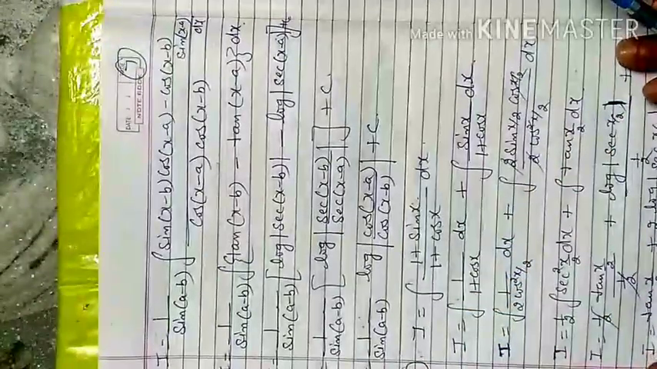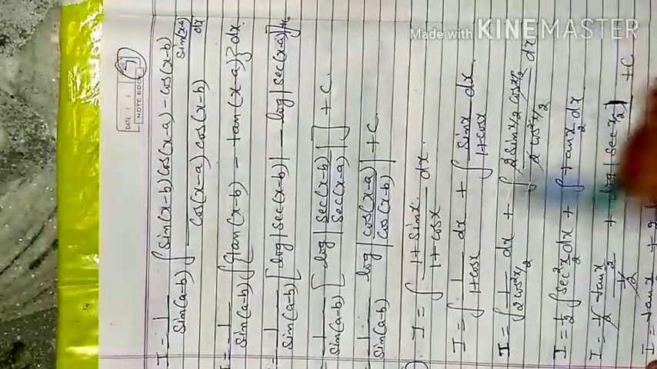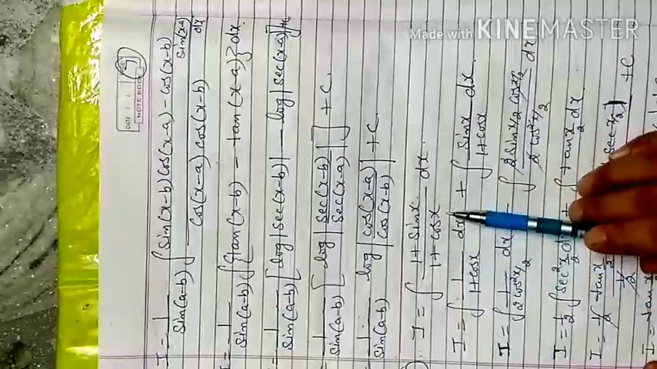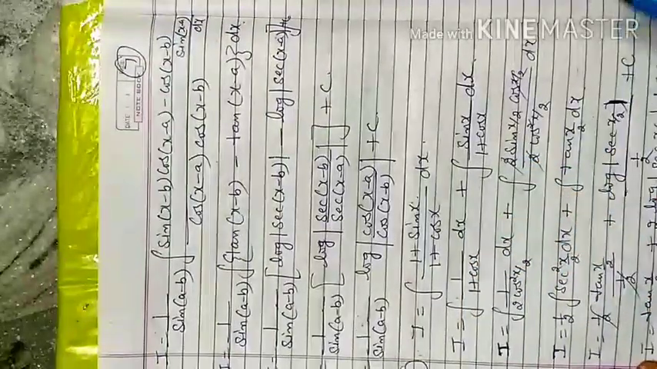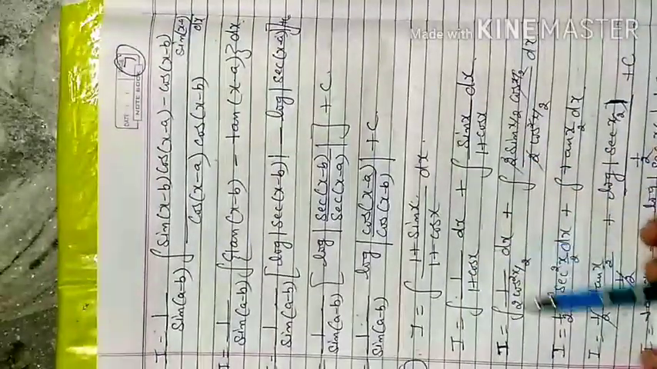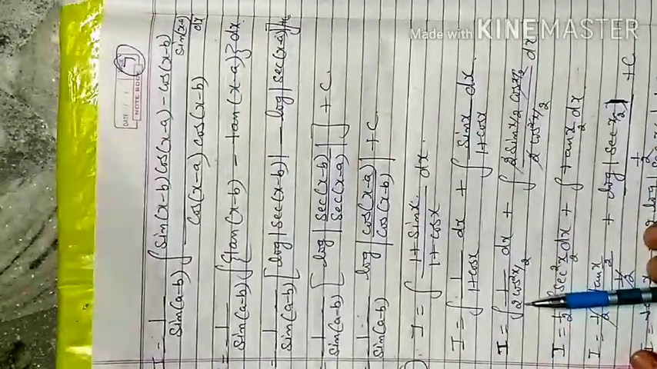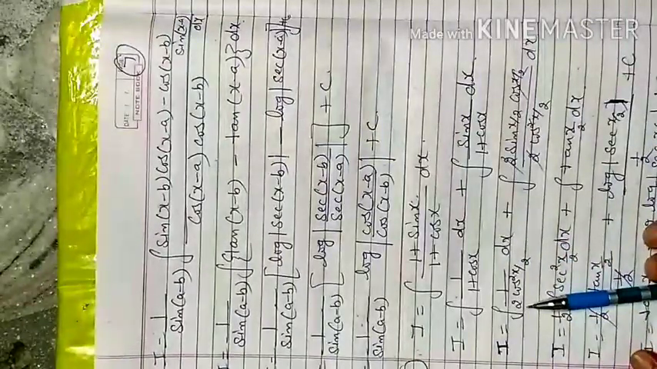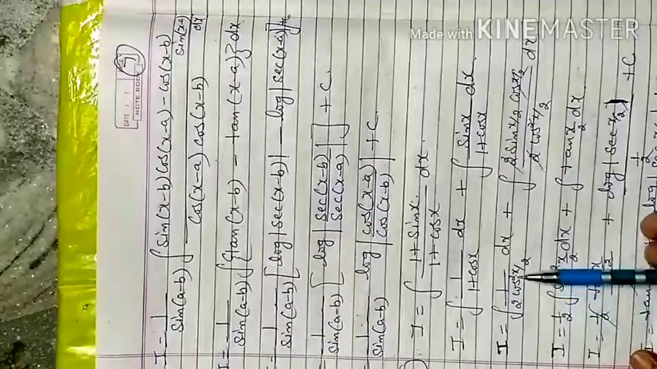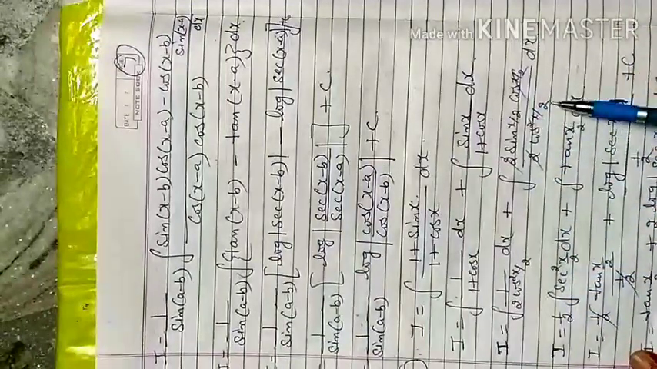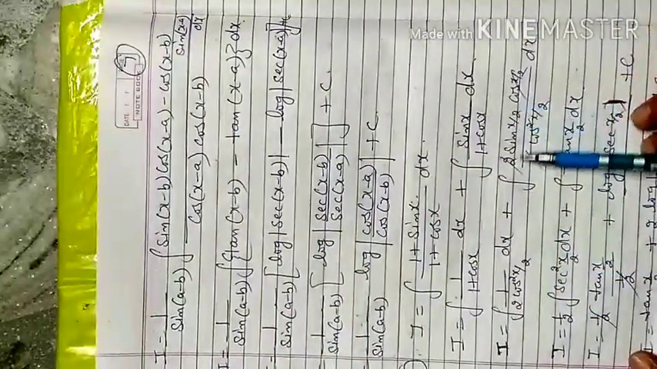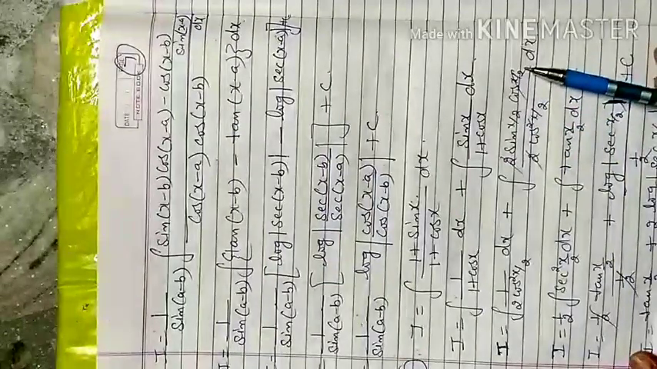Now your 13th question is 1 plus sin x, 1 plus cos x. First separate the terms from each other, and 1 plus cos x is a half angle formula like cos 2x. So 2 cos square x by 2, here also 2 cos square x by 2, and the numerator changes to 2 sin x by 2 cos x by 2.